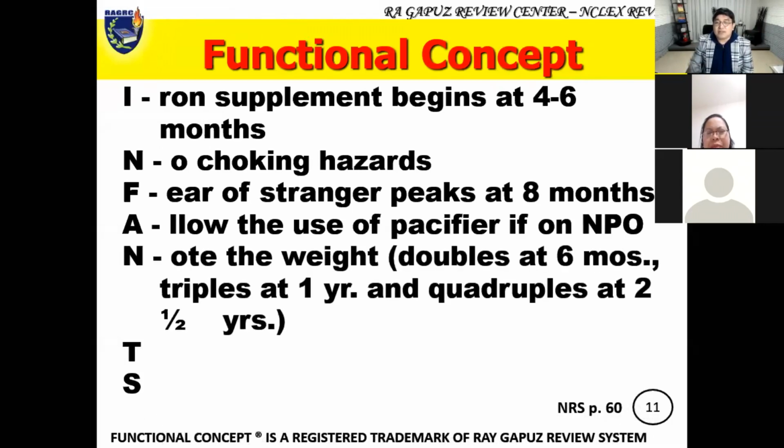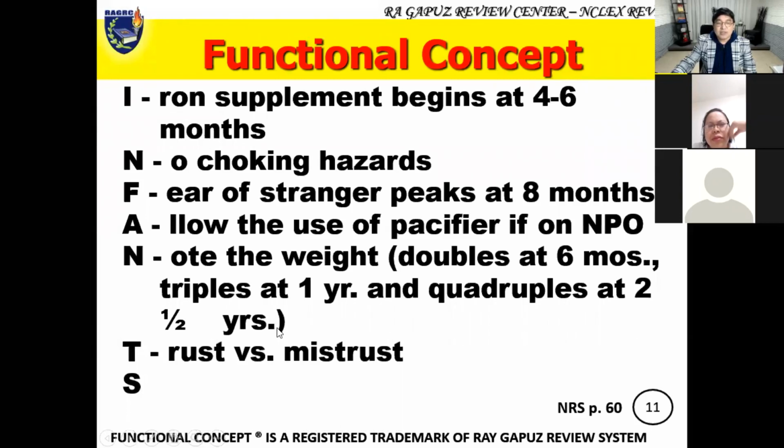Now note the weight, take note, the weight doubles at 6 months, but if you have an option that says the weight doubles at 5 months, then you could actually answer 5 months. It triples at 1 year and it quadruples at 2.5 years. Don't forget the developmental task, trust versus mistrust. That's according to the theory of Erikson.